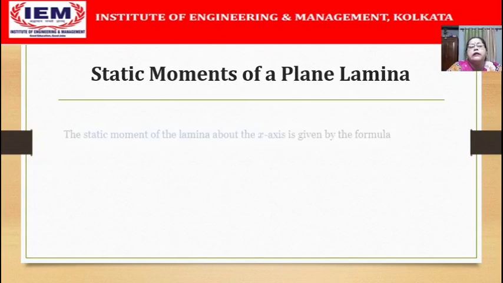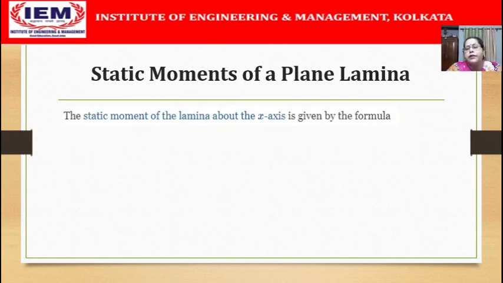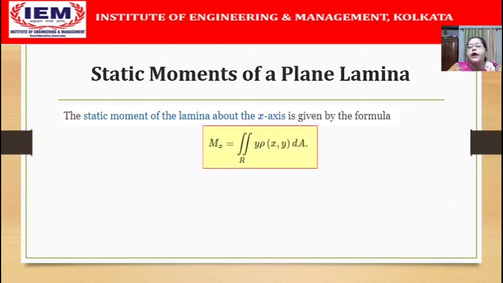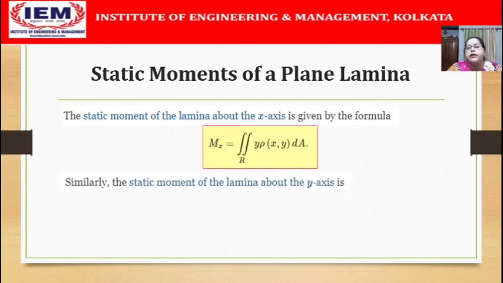Next, the static moment of the lamina about the x-axis will be given by the formula double integral of y rho(x,y) dA over the region R, and we denote it with Mx. Similarly, the moment of the lamina about the y-axis is My and is given by the double integral of x rho(x,y) dA over the region R.